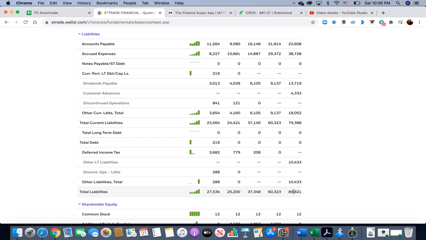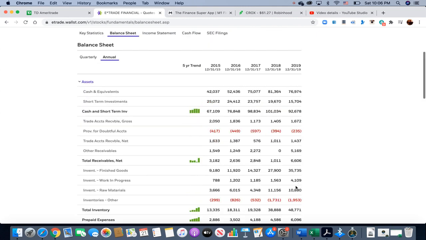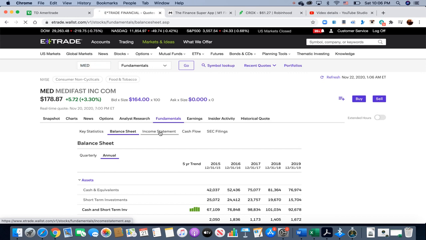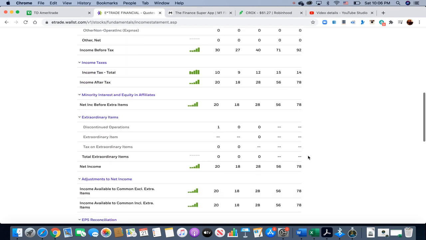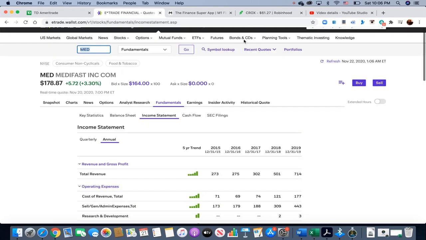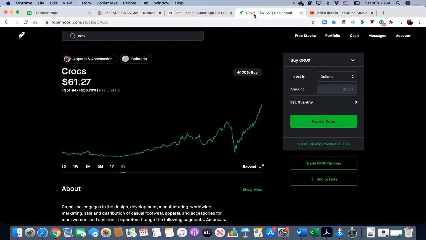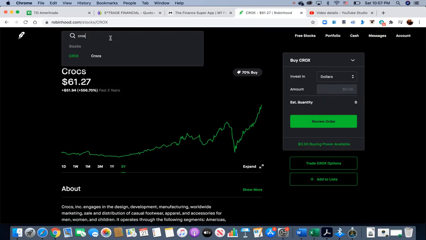What you don't want is your assets going down and your liabilities going up. That doesn't make any sense. So you go to your income statement. Revenue is going up. That's good. Let's look at your net income. Your net income is going up in the right direction, at least in the last 4 years. Let's go to Robinhood and see what is going on with Med, if it meets our threshold of 200% or more.